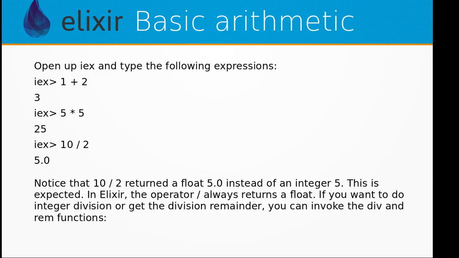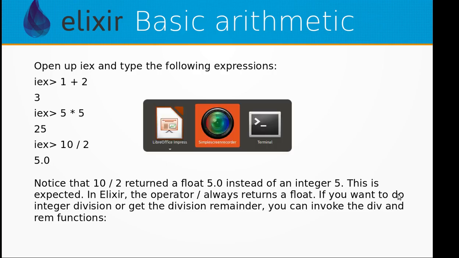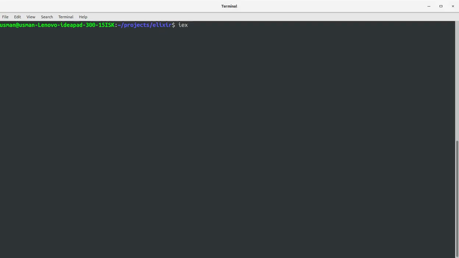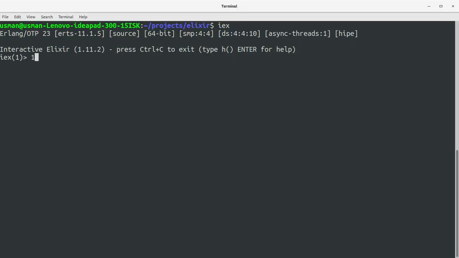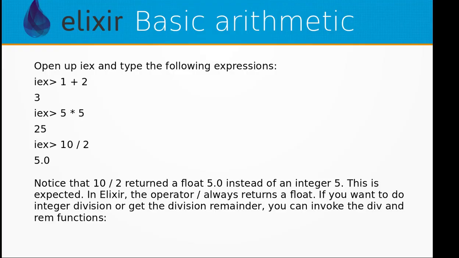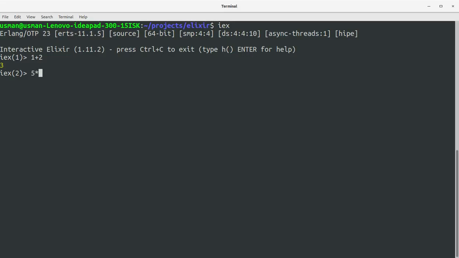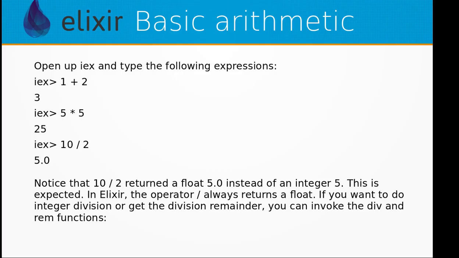Open up IEx, that is the interactive mode of Elixir, and type the following expressions. Okay, let's go to command prompt and start our interactive mode. Okay, we are in the interactive mode. Let's start with 1 plus 2. We get 3. Then we have 5 times 5, 25. And then 10 divided by 2 equals 5.0.